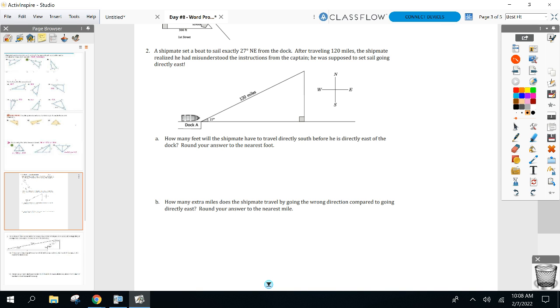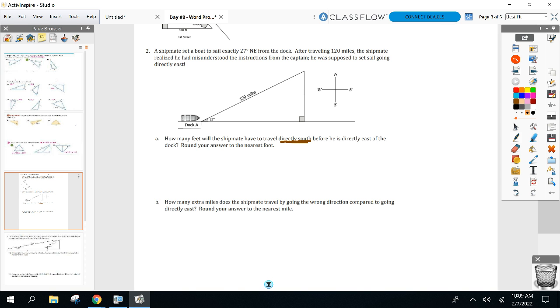Good. We got a nice triangle here. Northeast, south, 120 miles going northeast at a 27-degree angle. How many feet will the shipmate have to travel directly south before he's east of the dock? Round your answer to the nearest foot. All right, let's stop right there. Round my answer to the nearest foot, but what's the diagram in? Hey, what's the diagram in?